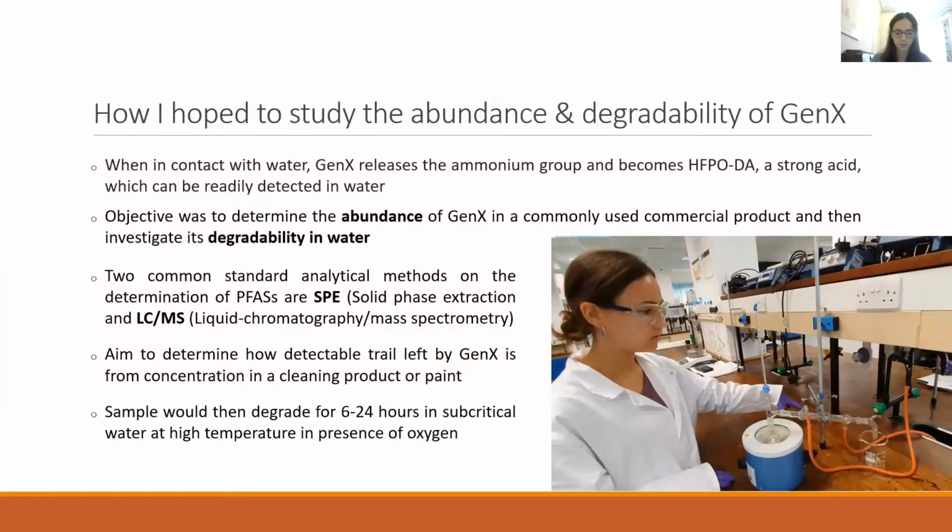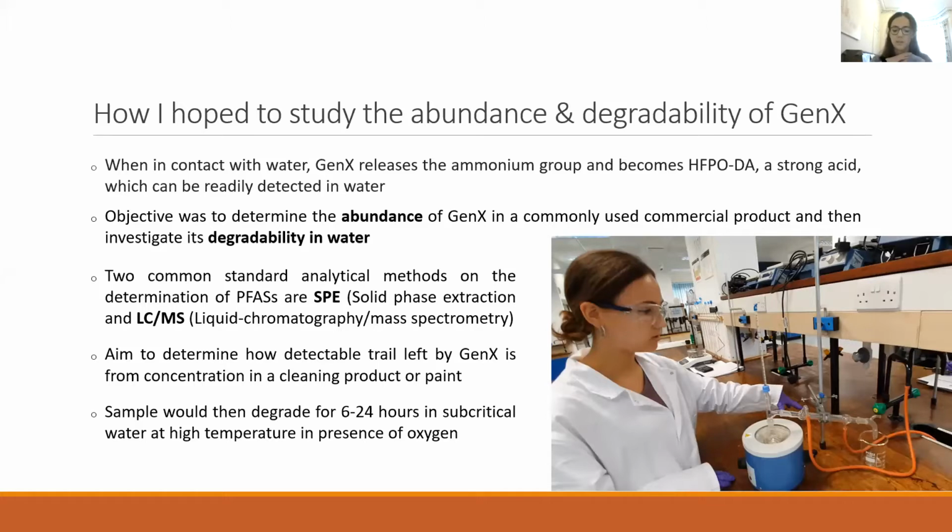So as part of my research in this project, I'd hoped to carry out a practical study as well. And I wanted to briefly touch upon the lab work that I was going to do before it was dismissed. I chose to investigate the acid Gen X, as it is now a common replacement for the well-known brand Teflon, after Teflon proved to be quite toxic in its use in non-stick pans. And the procedure I was going to use was an analytical method coupling liquid chromatography with mass spectrometry to determine the abundance of Gen X in a commercial product like paint.